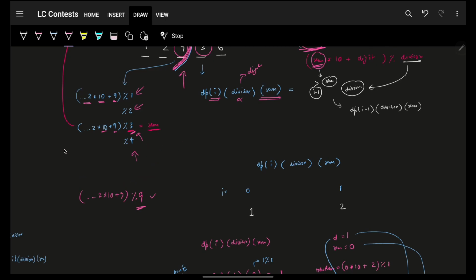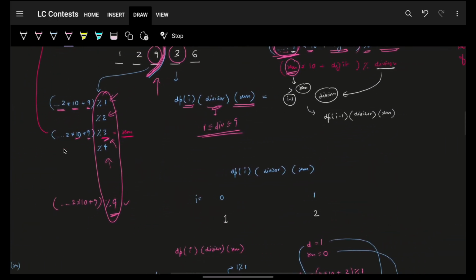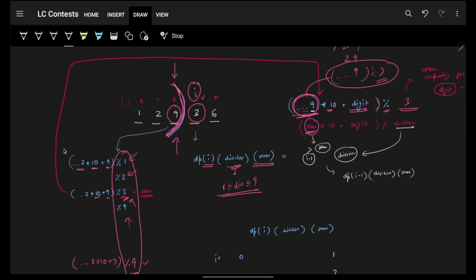That is the reason you will see I did not use a digit here. No, I use a divisor. The divisor will go from 1 up till 9, because obviously I will try for all possible divisors. And this is the entire crux of this problem. So ultimately, what you realized? You realized that you will try for each index.